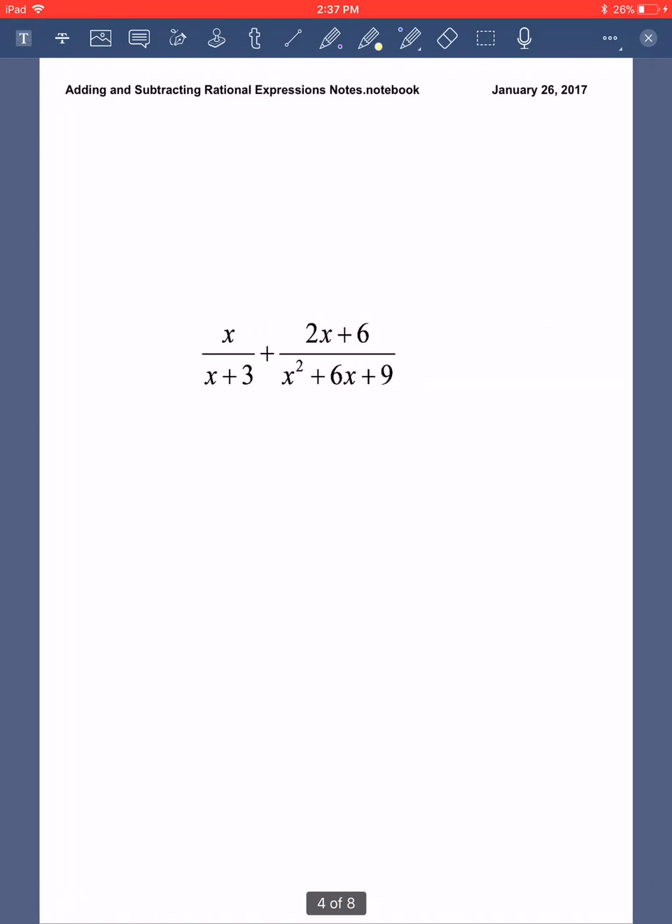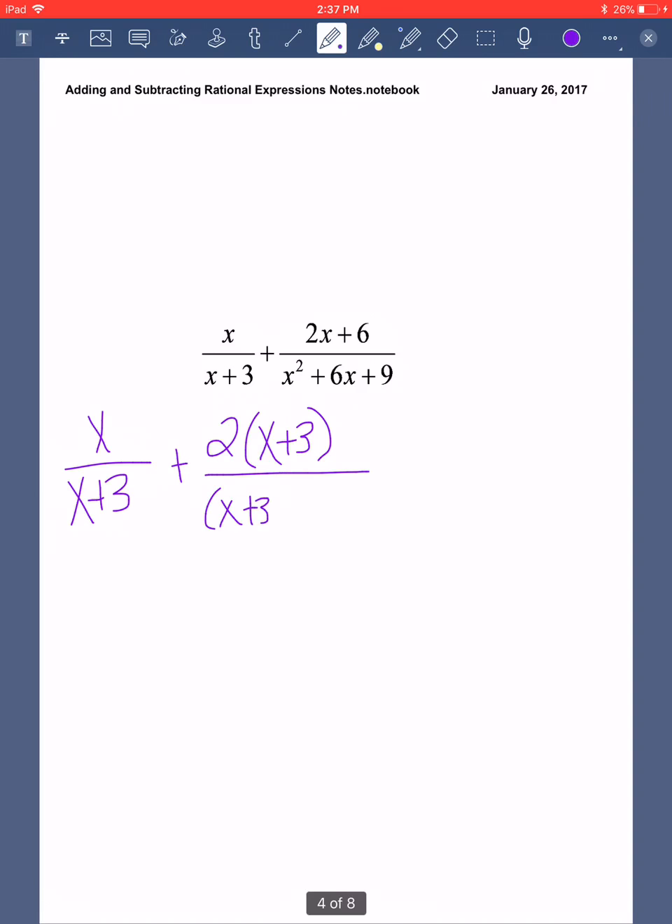Now, you don't always get common denominators right off the bat. So here I have x over x plus 3 plus 2x plus 6 over x squared plus 6x plus 9. So I don't have a common denominator from the beginning, which means I'm going to factor everything first. So my first fraction is x over x plus 3. So none of that needs to factor. Plus, I've got 2x plus 6, so I can factor out a 2, and I'm left with x plus 3. Over x squared plus 6x plus 9 factors to be x plus 3, x plus 3.